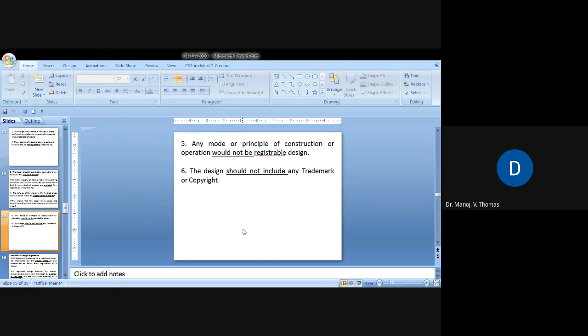The fifth point: any mode or principle of construction or operation would not be a registrable design. The sixth point: the design should not include any trademark or copyright. For trademark, you would have seen the letters TM within a circle. Any design which has certain trademark or copyright rights associated cannot be registered. So these are the six points through which you can verify whether a particular design can be registered or not.